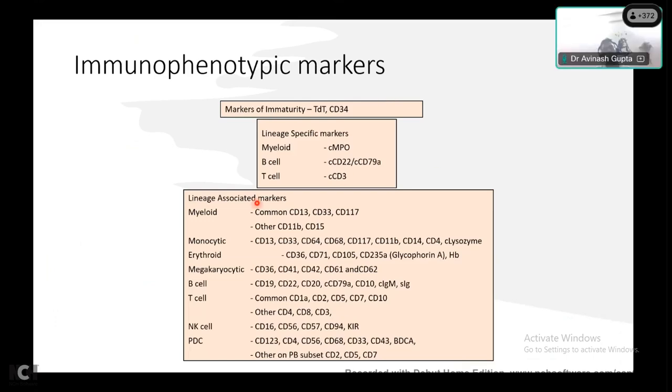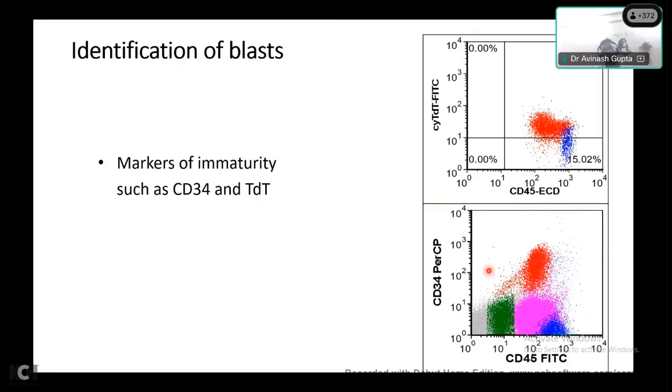This abnormal precursor population will lack the maturity markers. So to identify your blast population, what you should have: dim CD45, low side scatter, markers of immaturity like CD34 or TdT, and lack of markers of maturity like CD11b, CD15, or CD20.